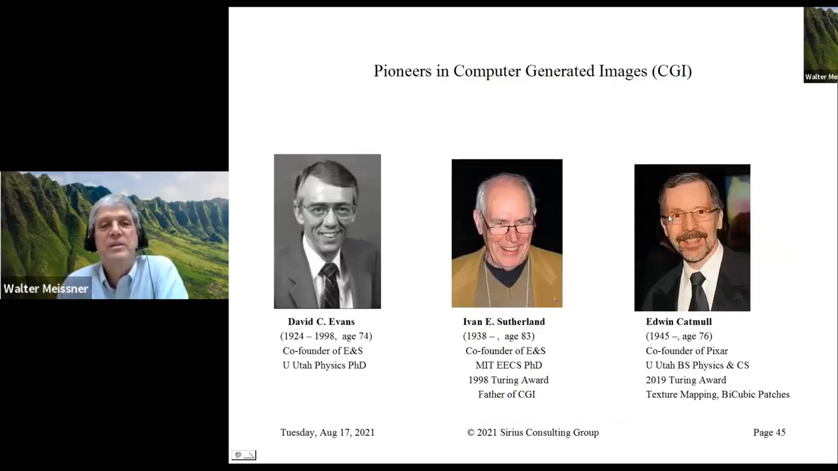Anyway, here are some of the pioneers in computer-generated images. Here's Evans and Sutherland. Evans got his PhD at MIT and EE in computer science, and then he came to Utah. He's like the father of CGI. He got the 1998 Turing Award. And just about all the other people, no matter where they got their degrees, wound up coming to Utah and getting degrees there. So Evans got his physics degree and PhD at Utah. Edwin Catmull got his BS in physics and computer science at Utah.